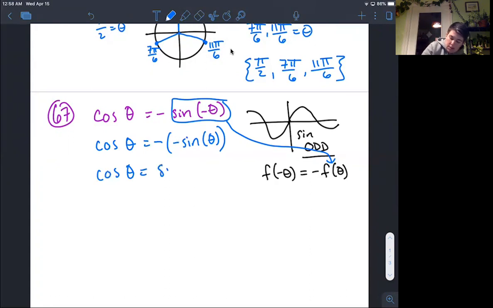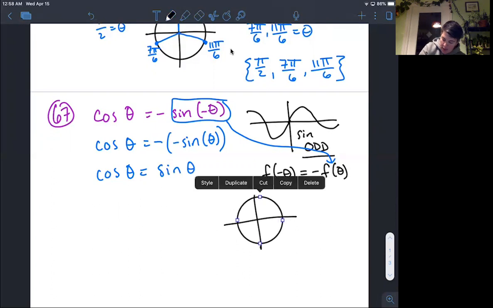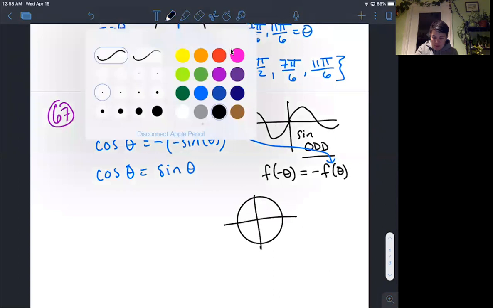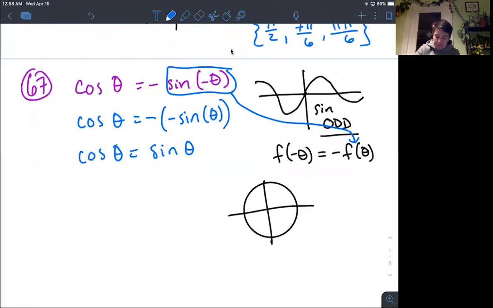Okay, so back to this problem, cosine of theta, negative and a negative, that means that this is just going to be a positive sine of theta. And y'all, there is some stuff we could do to super mathematically solve this, but let's just think on the unit circle, where is a place where the sine and the cosine are exactly the same? So the x value and the y value are exactly the same as each other. There are two places that happens.